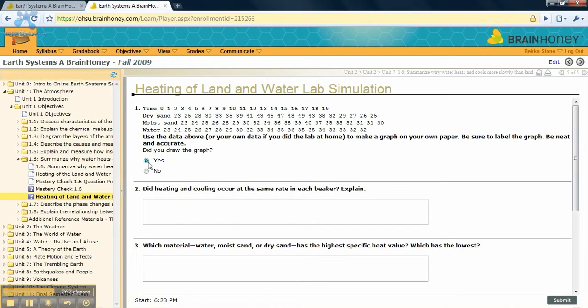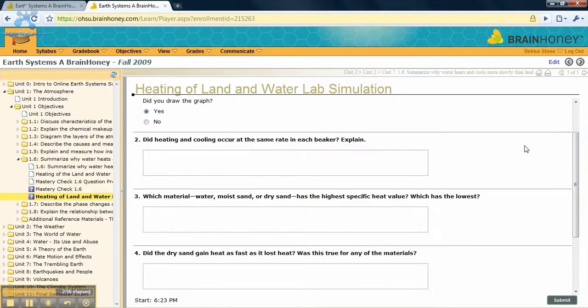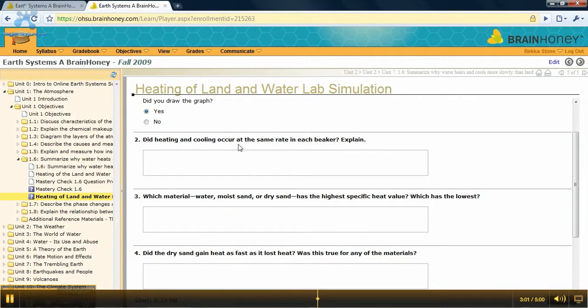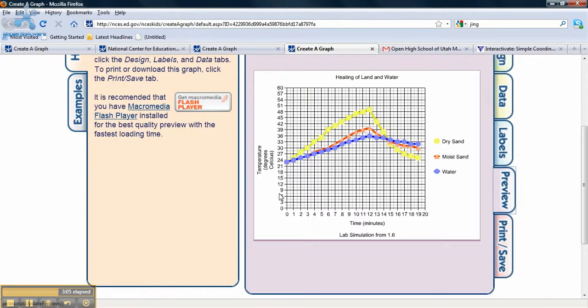Okay, well, yes. I'm not going to go through all these questions, but I just want to show you how you can use this data to answer the questions. So, did heating and cooling occur at the same rate in each beaker? Explain. So let's look at our graph. Let's look at what's happening. Once we plot the data, it shows us a picture. And we can see that as time elapses, the dry sand has a greater rise in temperature, or it heats up faster than the moist sand and the water.